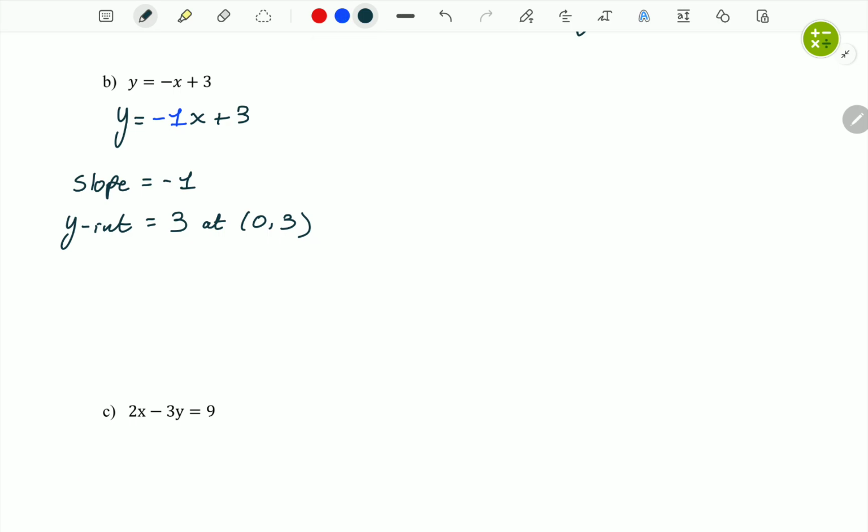The slope is negative. We can write this negative 1 for our slope as negative 1 over positive 1. So negative 1 over positive 1. Because the rise is negative, that means we're going to go down 1. And because our denominator, our run, is positive, we're going to go to the right 1.